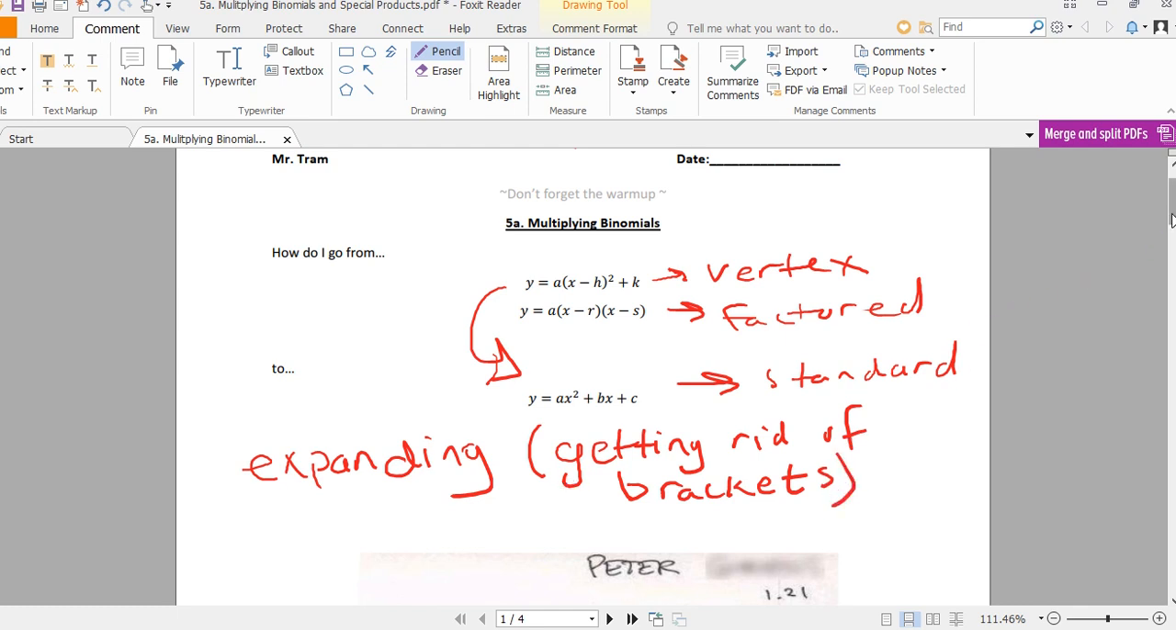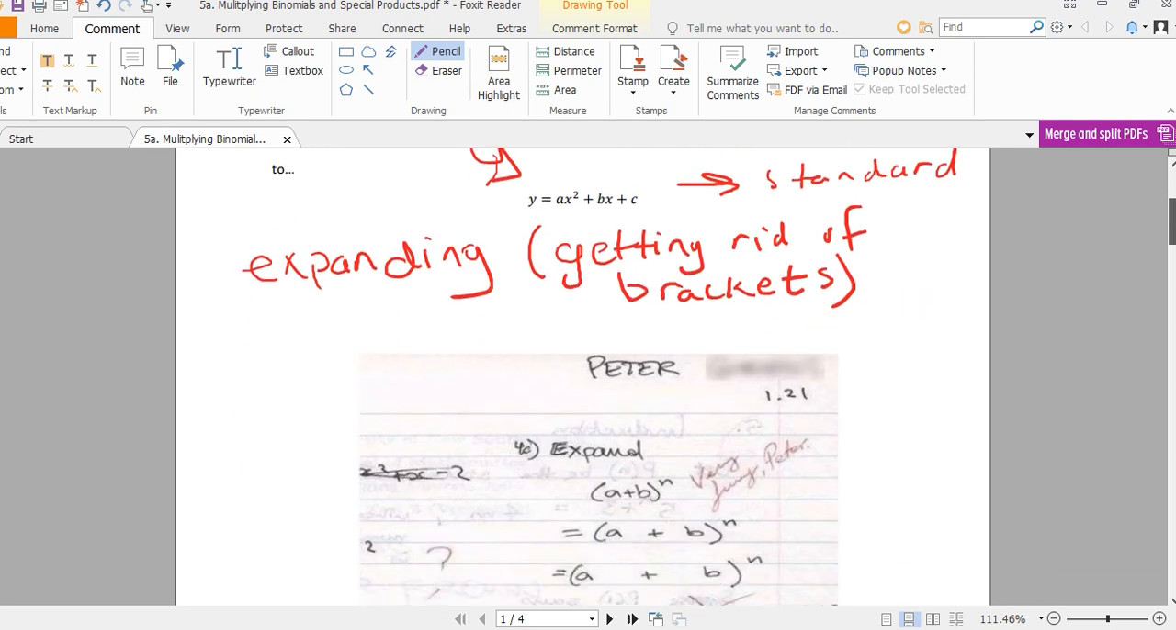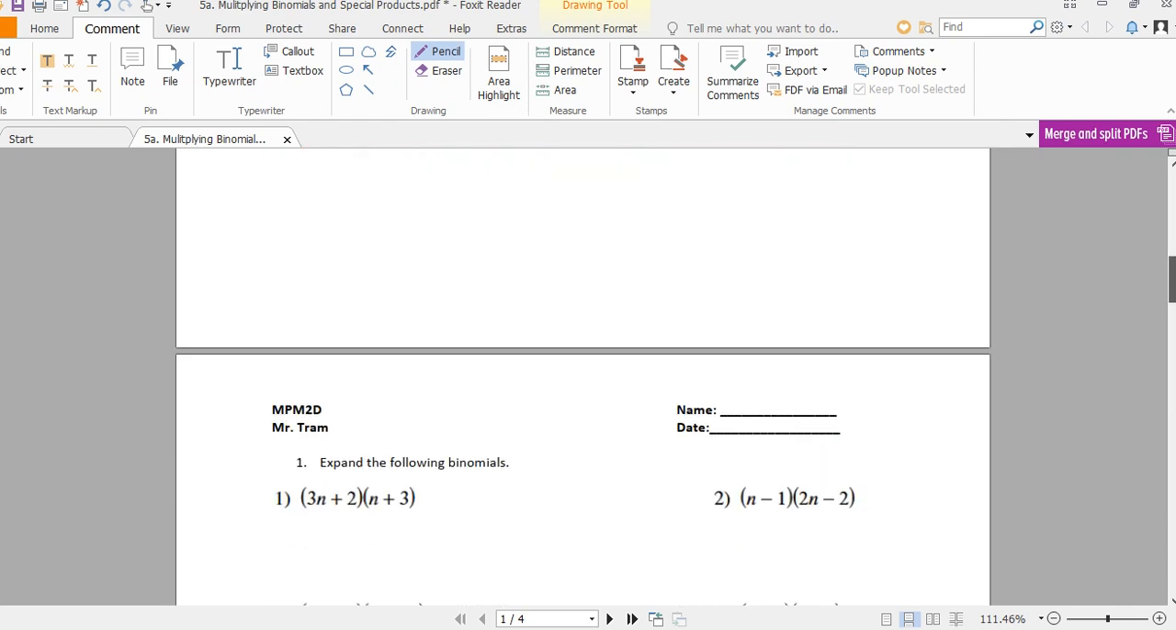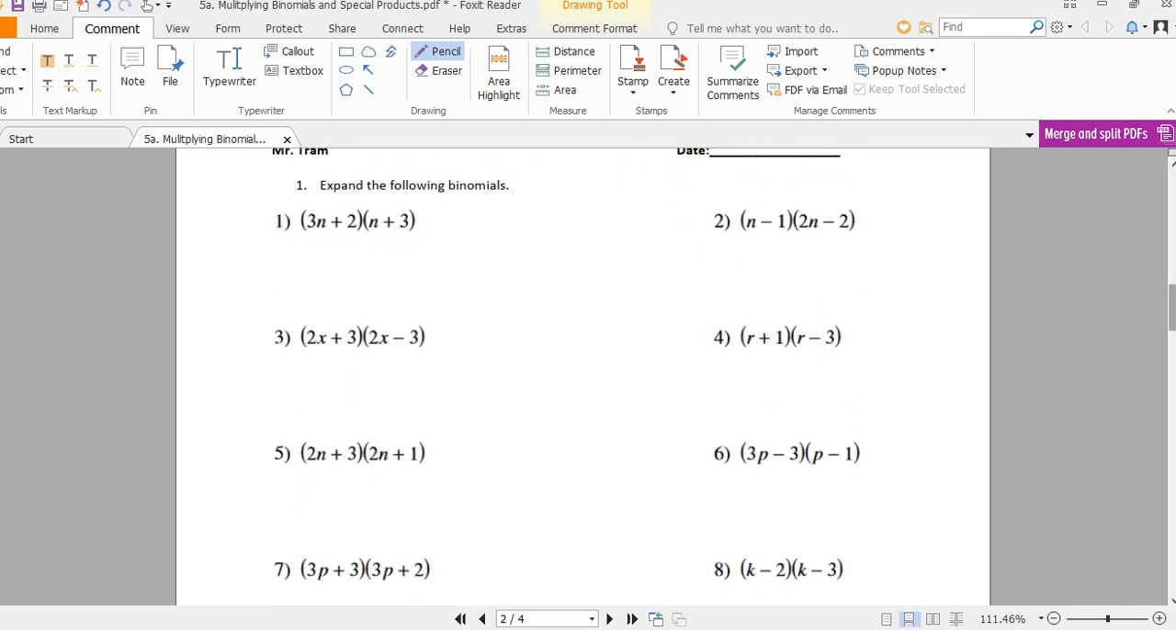Okay, getting rid of brackets. It does not mean what Peter over here thinks it means. Expand. Ha, hopefully I got a cheap laugh out of you. Anyway, scrolling down, expand the following.